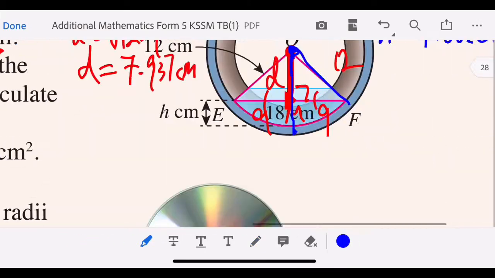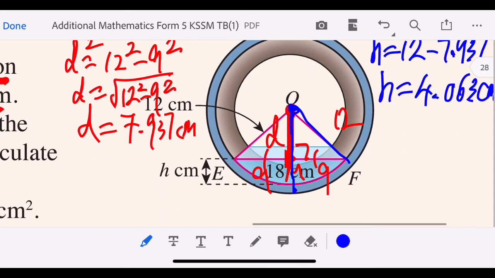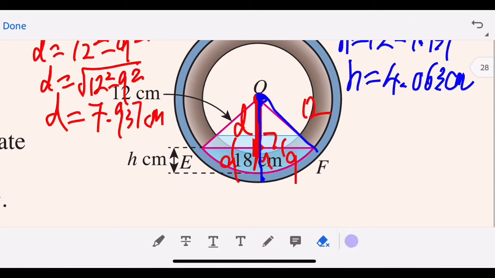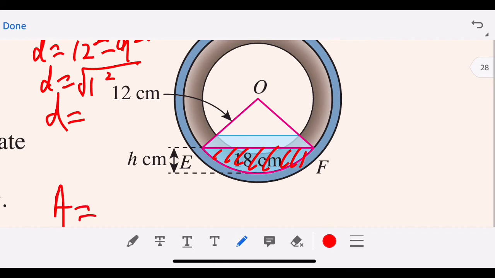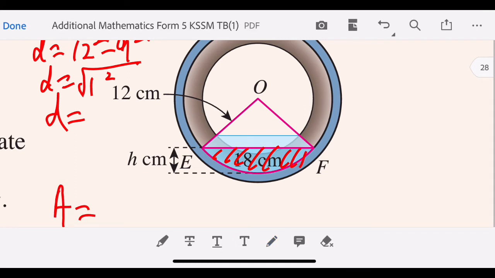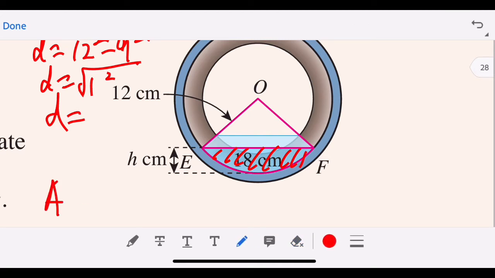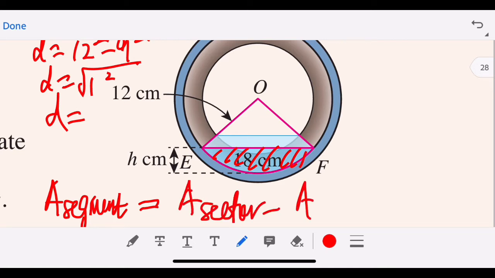Then the cross-section area covered by water. Okay, what does it mean by cross-section area covered by water? Alright, let me erase. It means this one. I'm going to highlight using the red pen here. It's the shape of the segment. That means we need to find the segment. So in order to find the segment, area of segment is actually area of sector minus area of triangle.